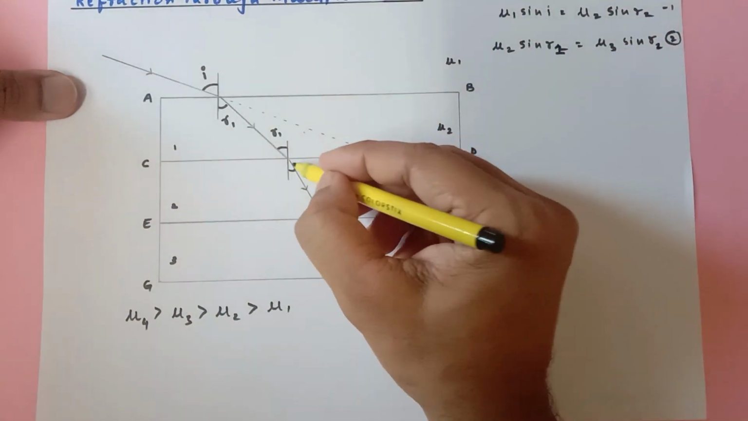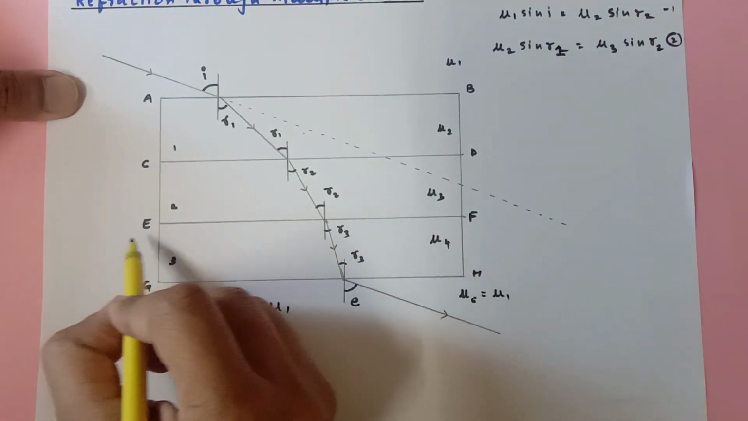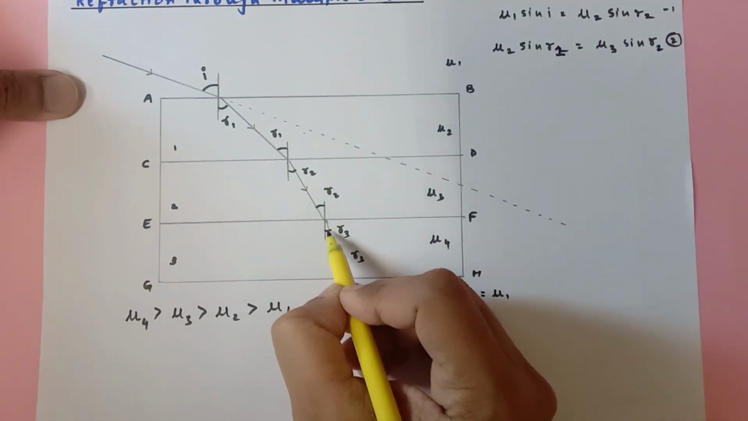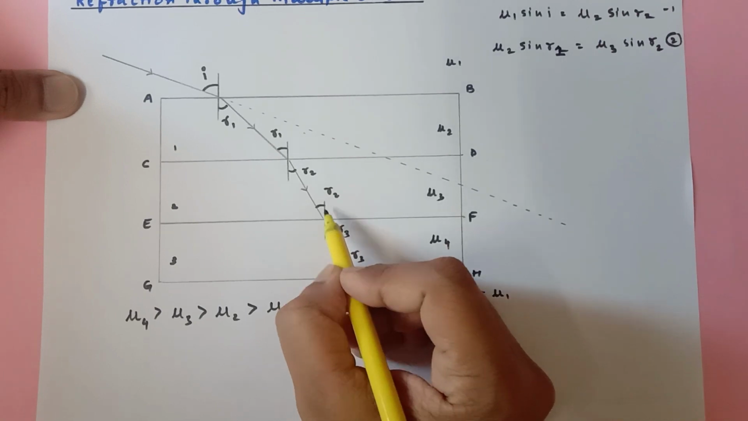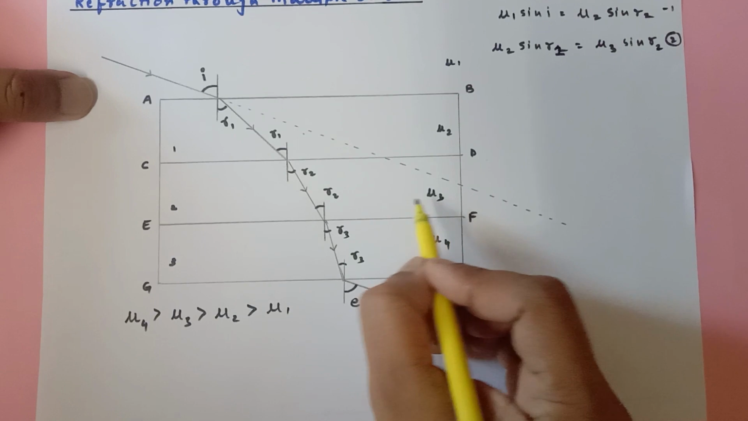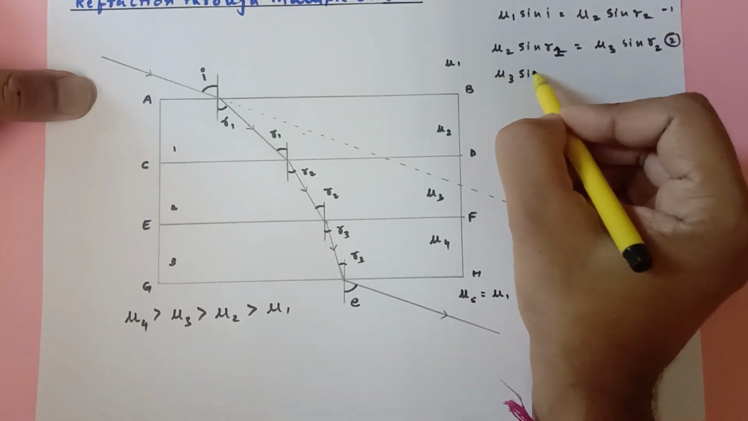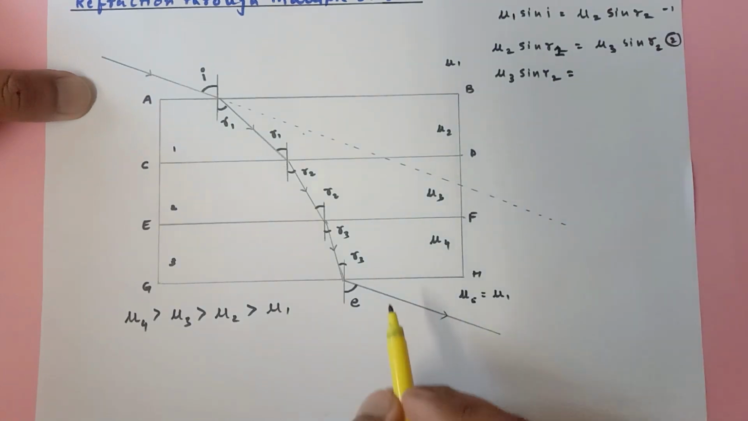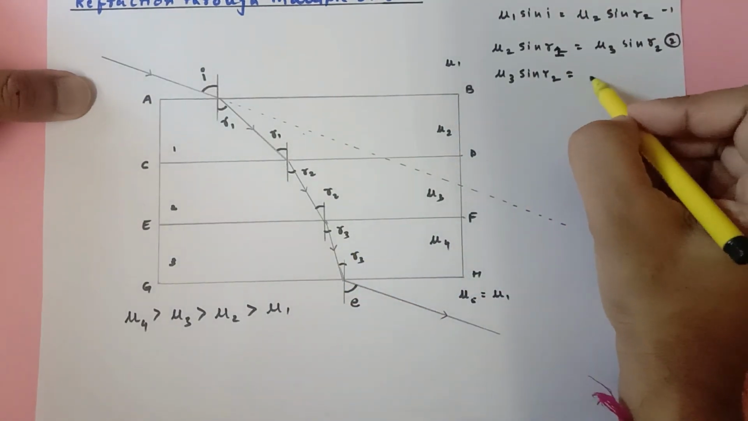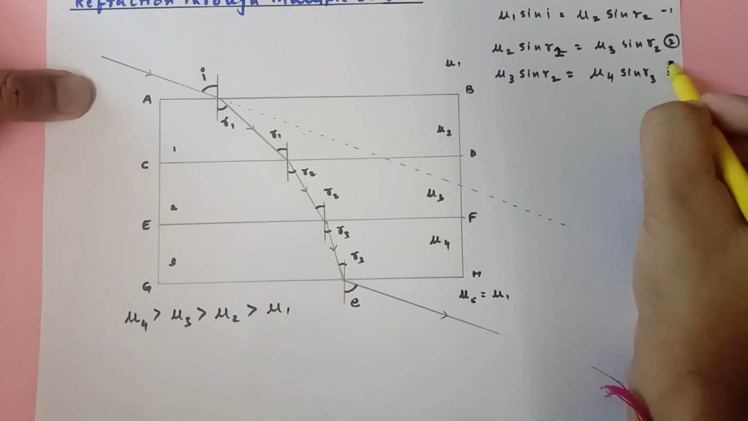Now this refracted ray will behave as the incident ray for surface EF, and again it is bending towards the normal, so the new angle of refraction is less than the angle of incidence, and applying Snell's law over here, mu3 sine R2 is equal to mu4 sine R3. Equation number 3.